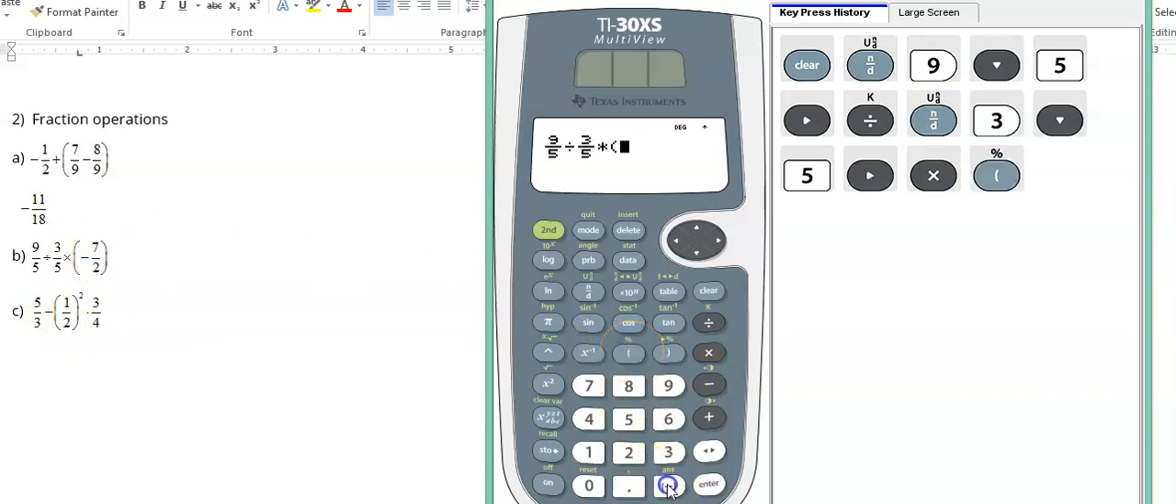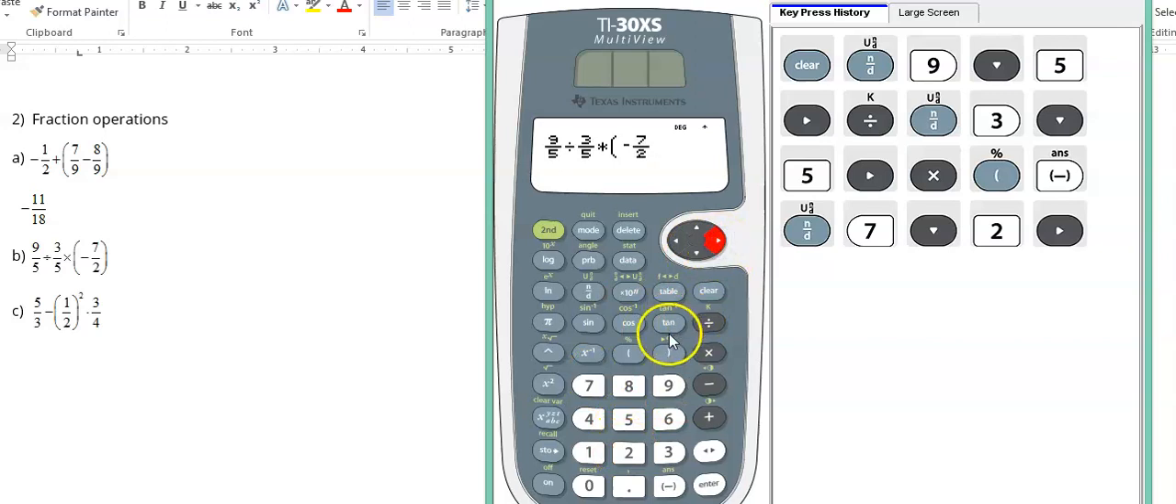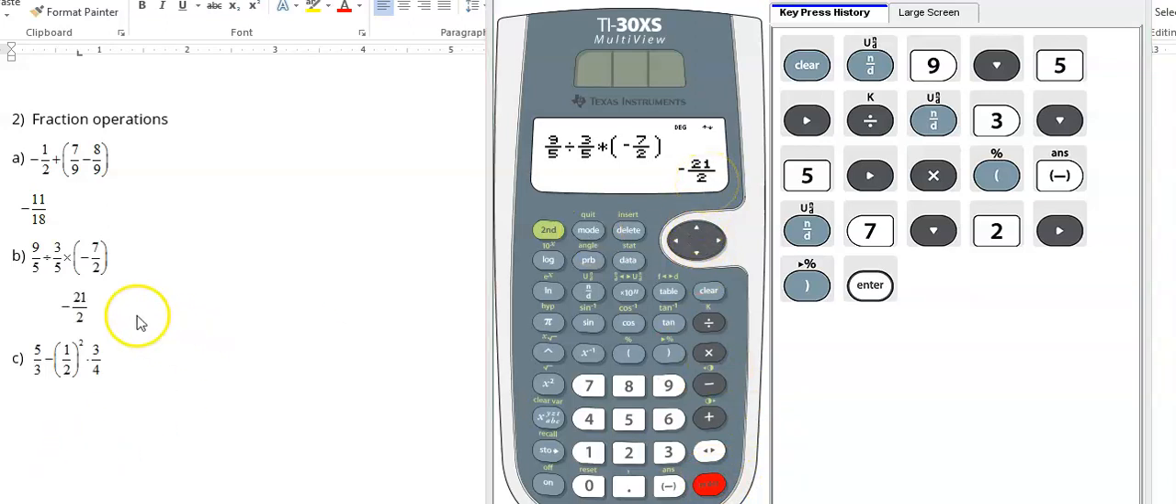So parentheses, negative, fraction, 7/2, and close the parentheses. And our result is negative 21/2. And I have typed our answer right here, negative 21/2. Okay, we have one more.